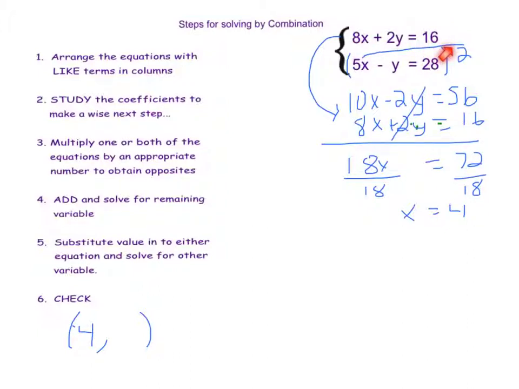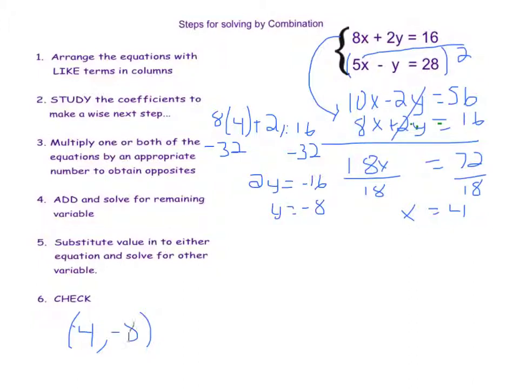So 8 times 4 plus 2y equals 16. So 8 times 4 is 32, so I'm going to subtract 32. So now I have 2y equals a negative 16. So y is a negative 8. We think. Again, can't tell you enough the importance of the check step.